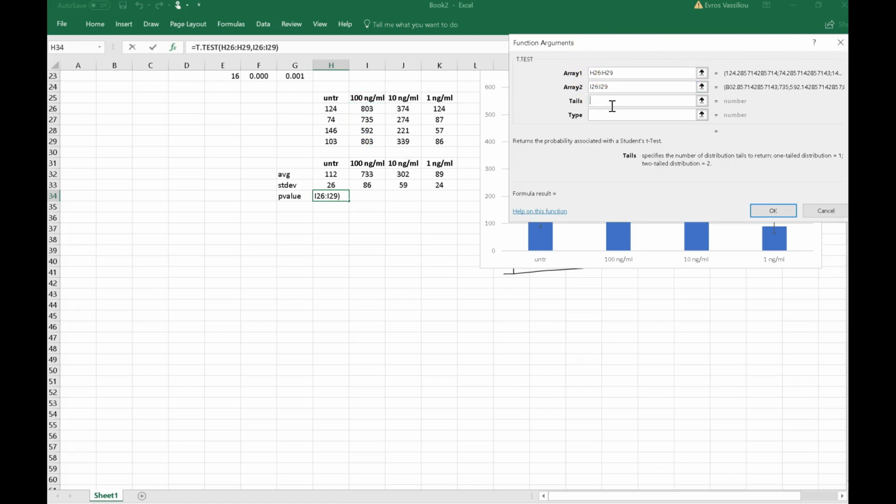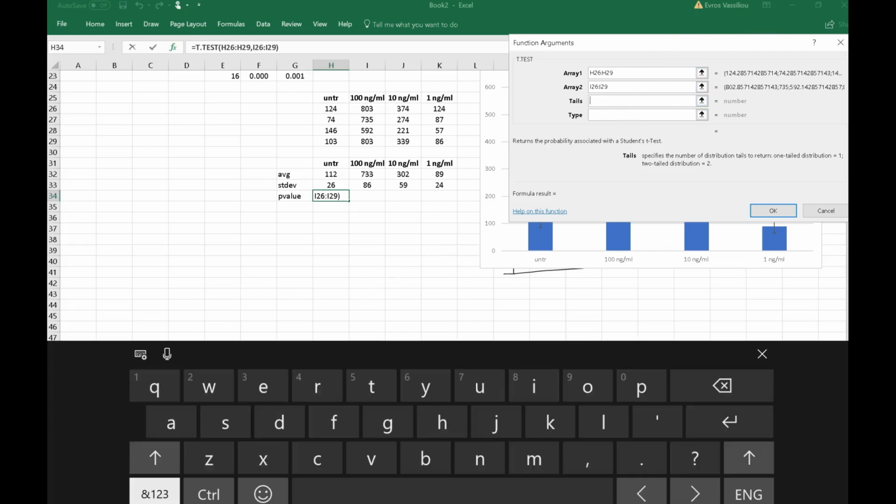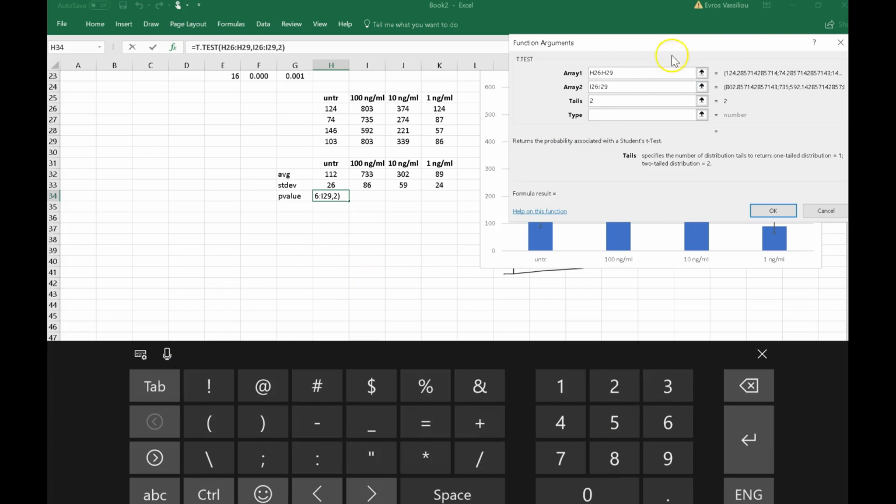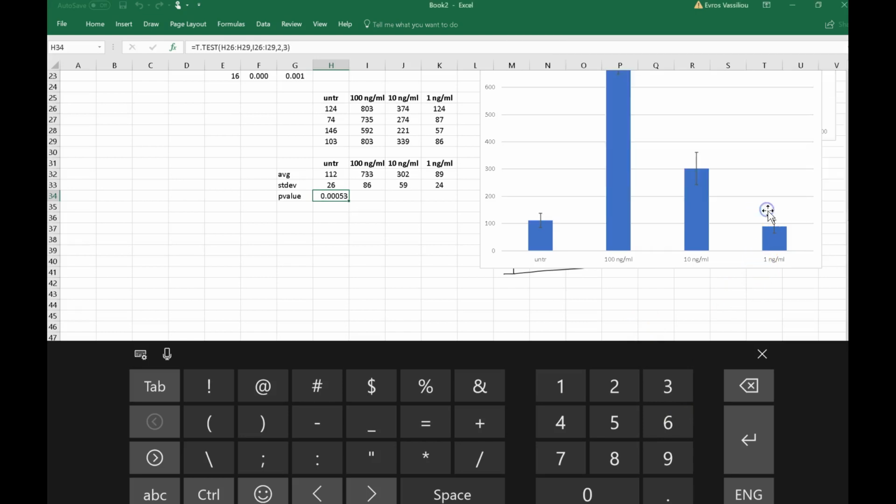Do I know which way it's going? I'm going to assume I don't know. So I'm going to put 2. Is my variance equal? It's unequal. I'm going to put 3. Say OK. So it gave me this very small number, 0.00053. It basically means that there's about 53 chances out of 100,000 that they're not different.